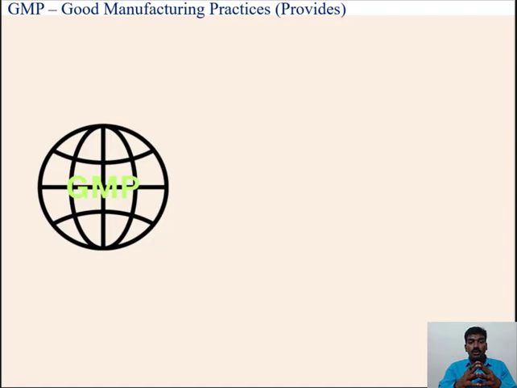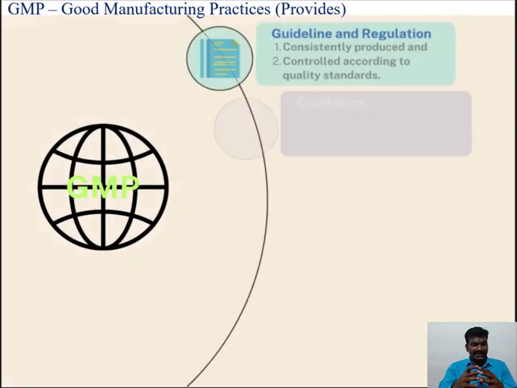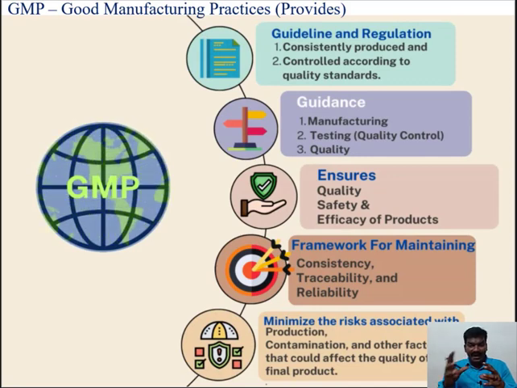Good manufacturing practices, what does it provide actually? Let us understand. It is a guideline and a regulation for a manufacturer to produce the product consistently, and they have to be controlled according to the quality standards. It may be premises, it may be equipment, it may be personnel. Let me explain all these in the upcoming videos. It provides guidance for the manufacturer for manufacturing, testing, and quality, and following GMP ensures quality, safety and efficacy of the product. It provides a framework for maintaining consistency, traceability and reliability, and minimizes the risk associated with production, contamination and other factors that could affect the quality of the final product.